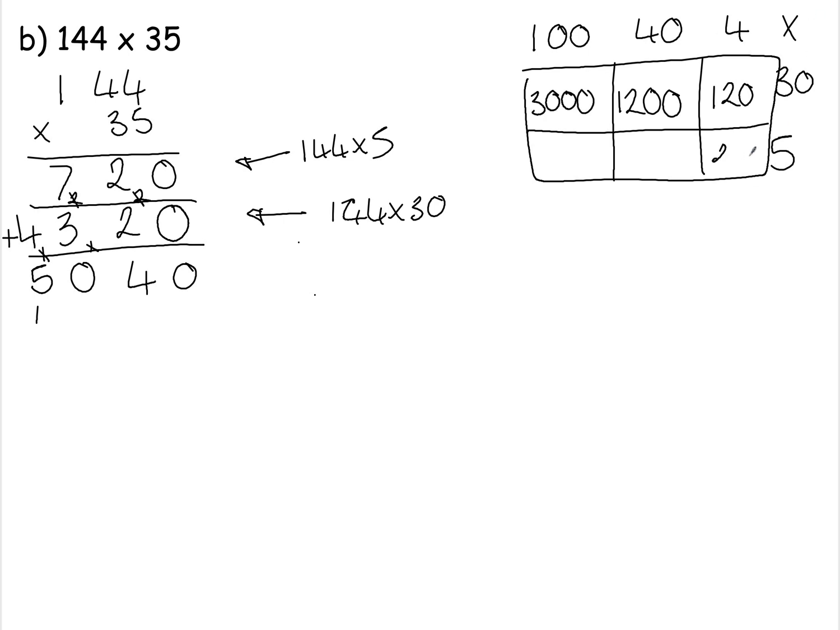4 times 5 is 20. 40 times 5 is 200. 4 times 5 is 20 with a 0. 100 times 5 is 500.